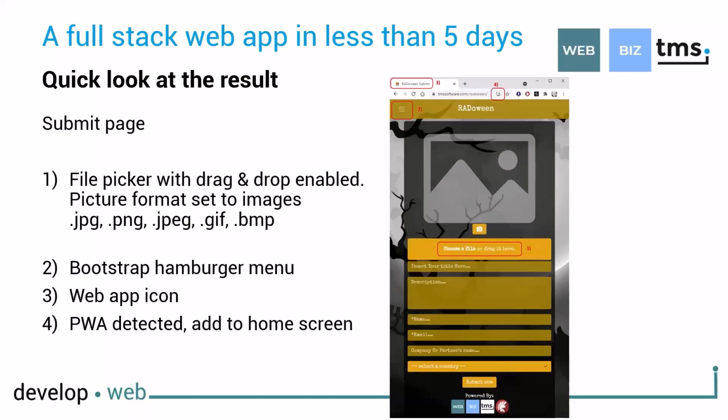And very important here, at number 4, is the progressive web application icon. So this is an icon that shows up in your desktop browser, here Chrome in this case, when your application meets all the requirements specified by Google, for example, to determine if your app is really considered or treated as a progressive web application.